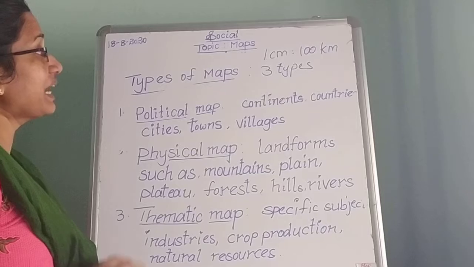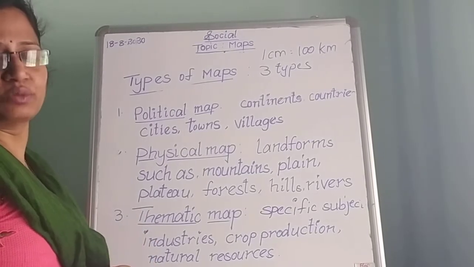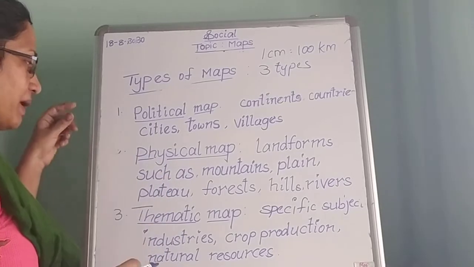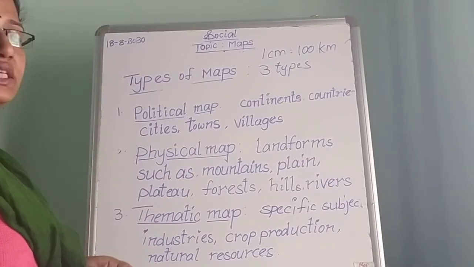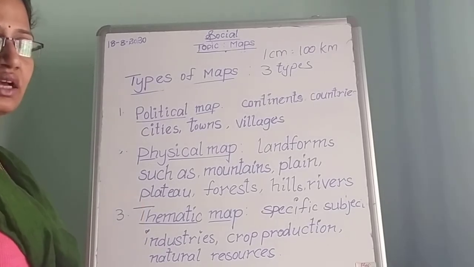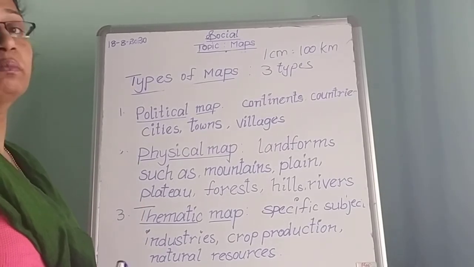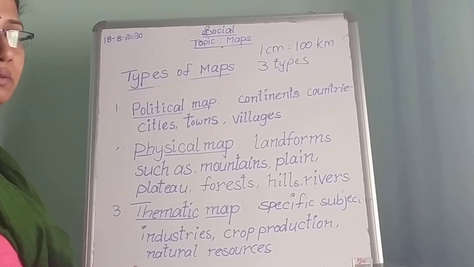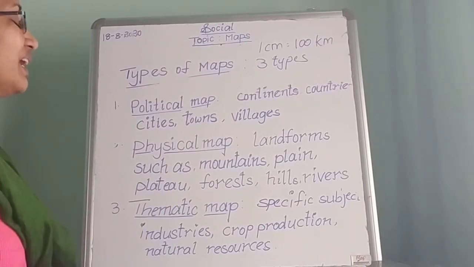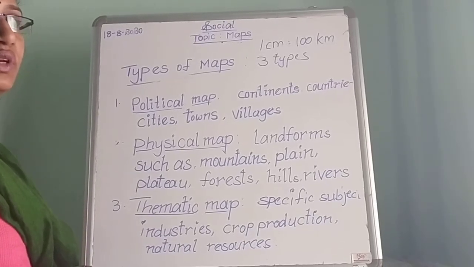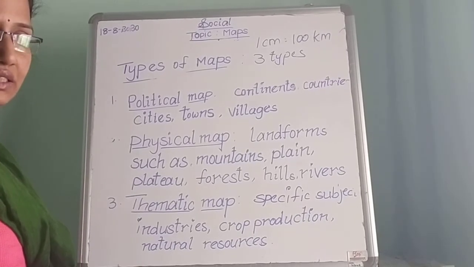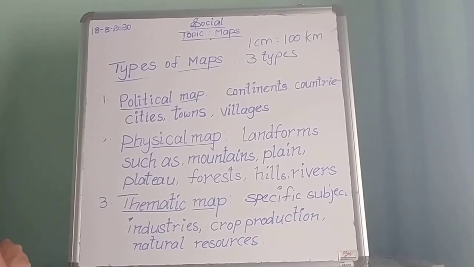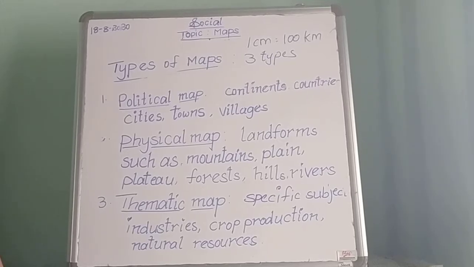Next topic, types of maps. There are 3 types of maps: political map, physical map and thematic map. Political map. These maps we have seen in the previous classes. Indian political map and world political map are some examples. In a political map, we can identify the states, cities, towns, villages. I will show you the Indian political map.